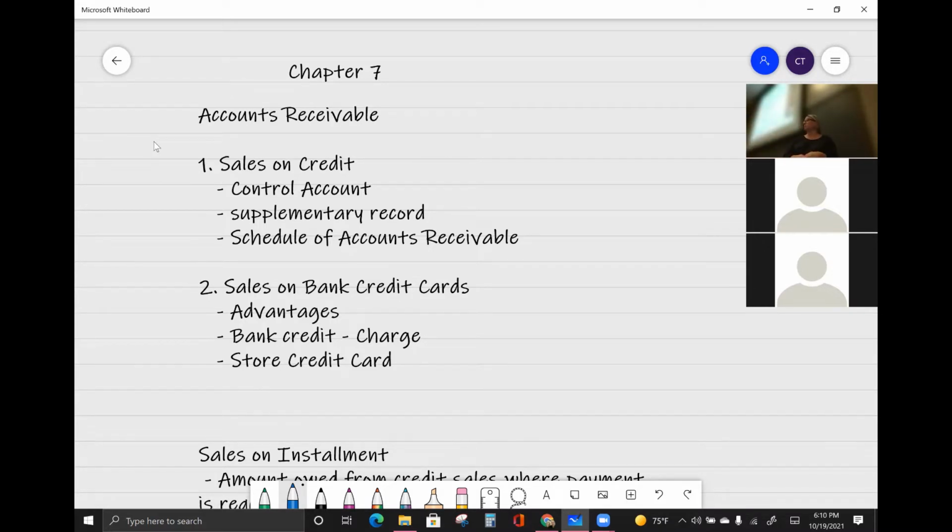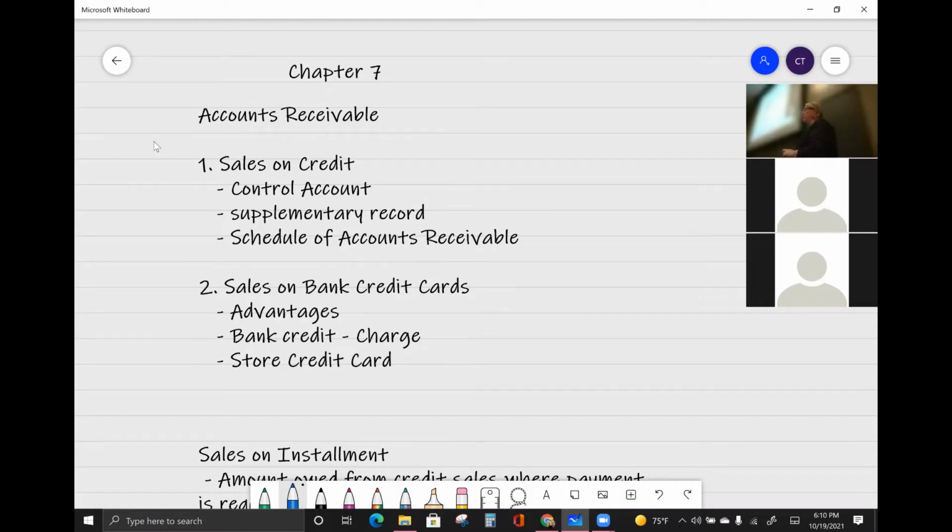Sometimes there's a process of running credit checks on the business to make sure it looks like a business that you would want to sell on credit, right? You don't want to sell on credit to people that have bad credit, because you're not going to get paid. You'll be out your product and your services. Okay, so we talked about the control account.